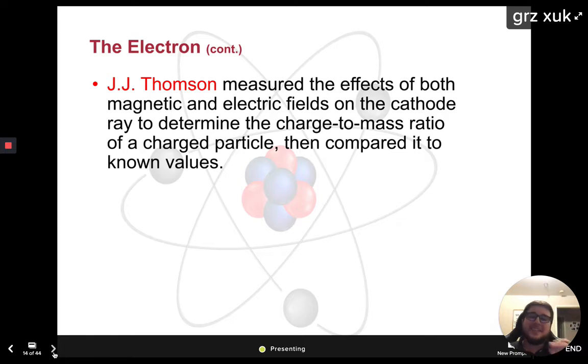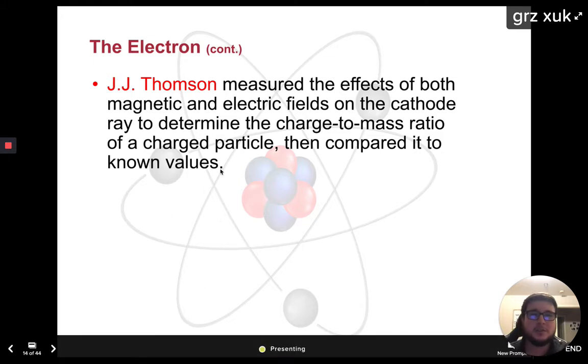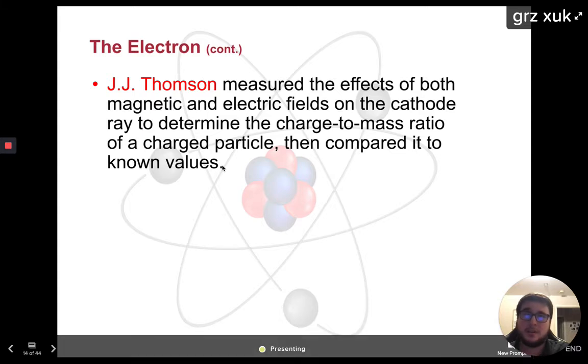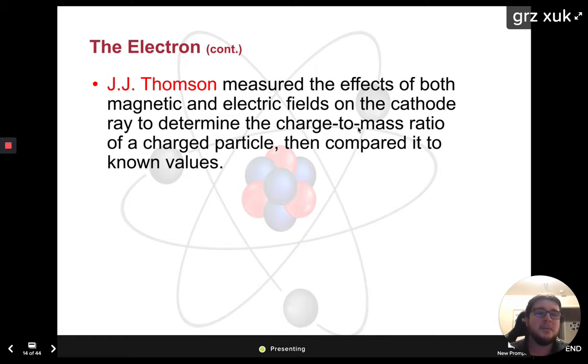Okay, and the guy who made this discovery, the guy who did this experiment and discovered the electron, is named JJ Thomson. So JJ Thomson measured the effects of magnetic and electric fields on the cathode ray to determine the charge to mass ratio. In other words, he wanted to know what charge divided by mass was of a charged particle. And then he compared it to values that were already known at the time.